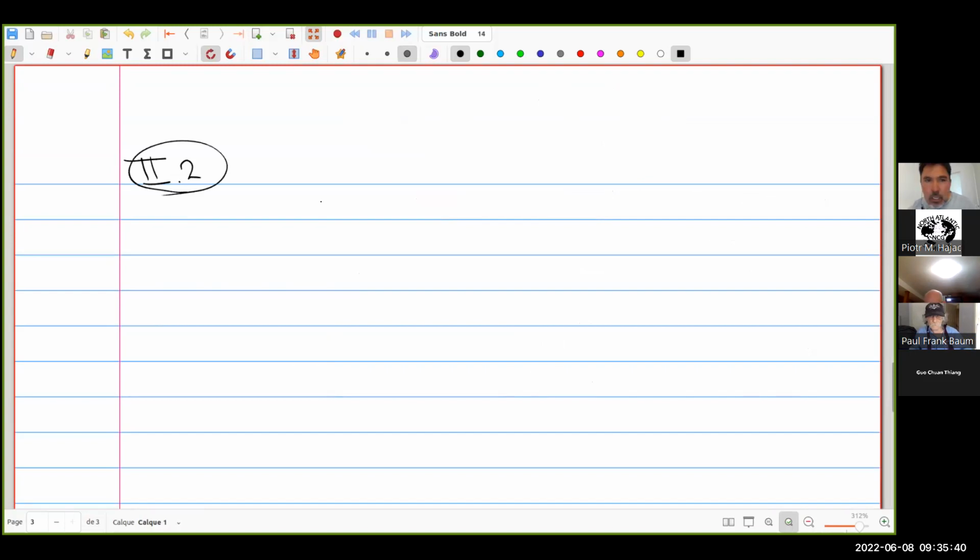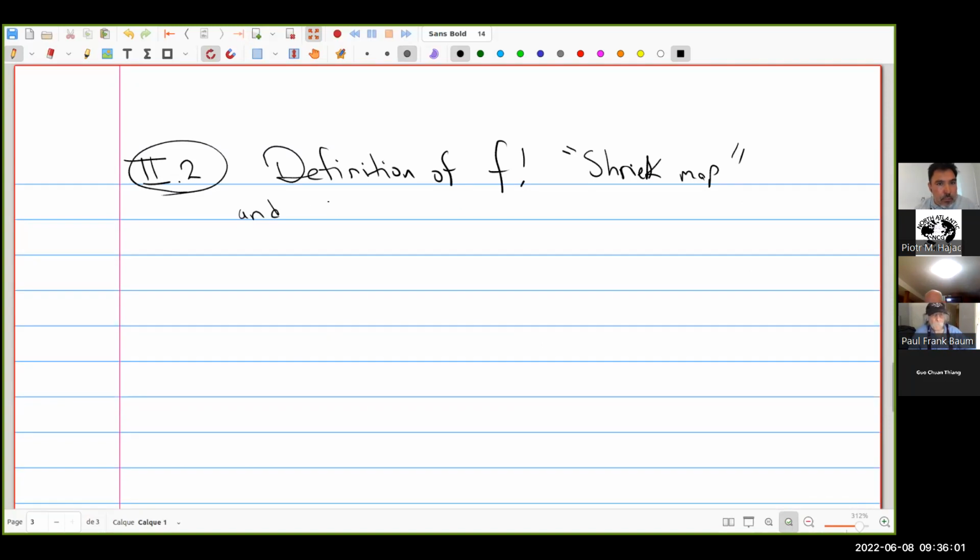So how to define the Schrick maps. In the second point, I will give the definition of f Schrick, which is called the Schrick maps, and the functoriality and the wrong-way functoriality, which is at the basis of this approach.